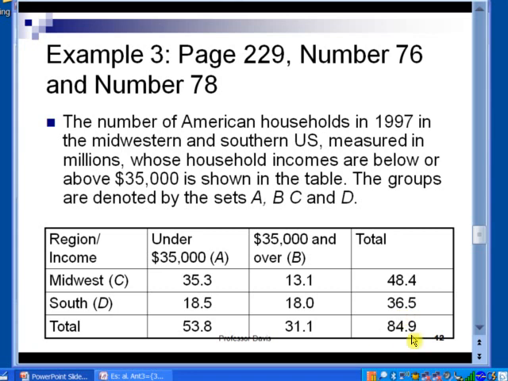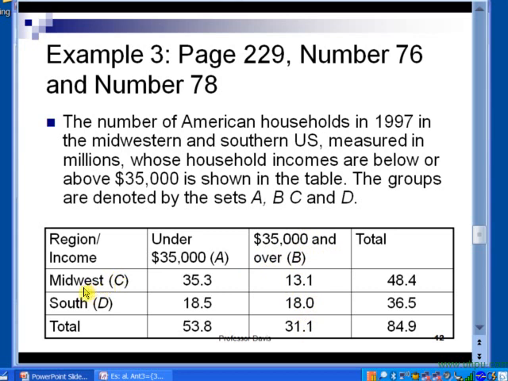So if you look at the grand total down here in the lower right corner, we're talking about 84.9 million families. Among those families, 53.8 million of those had household incomes under $35,000. 31.1 million of those households had incomes of $35,000 and over.